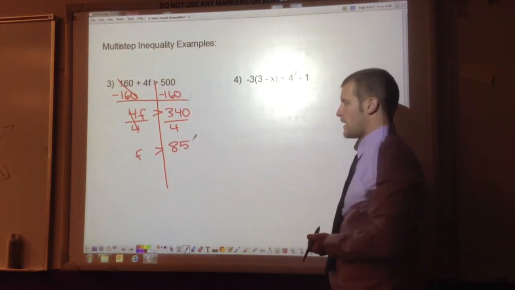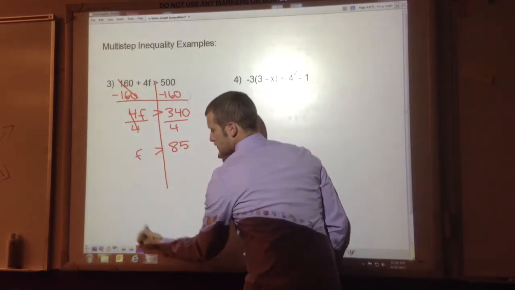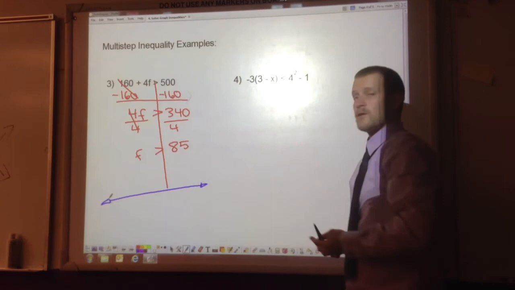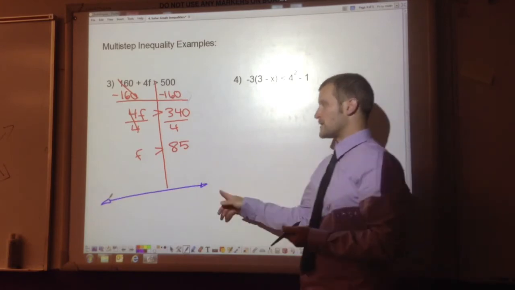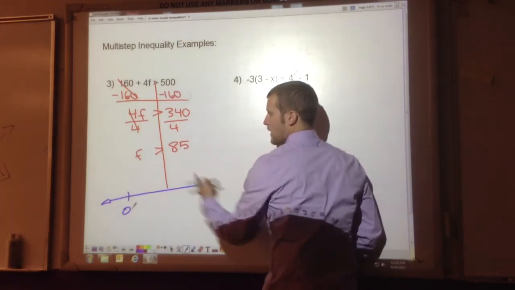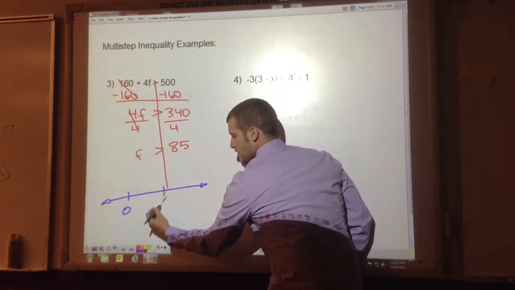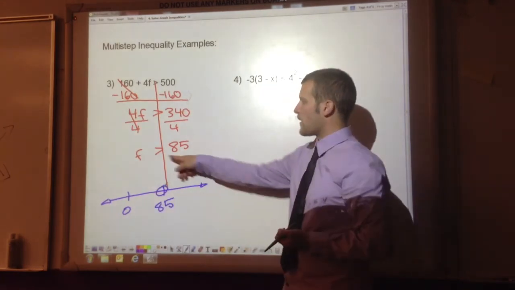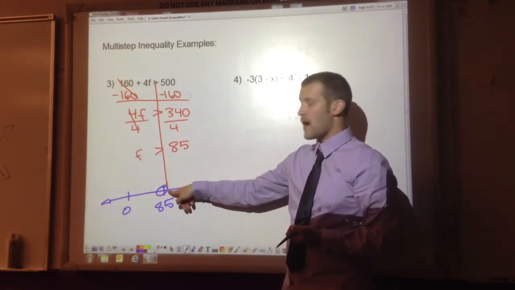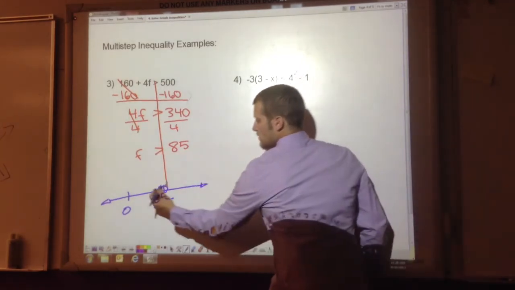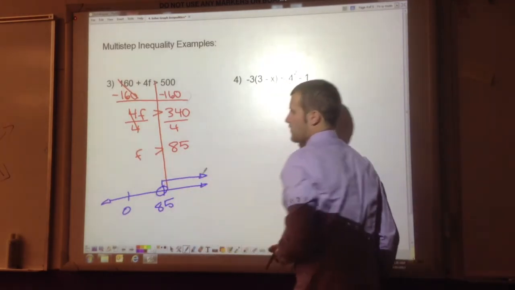Lastly, I'll go ahead and graph our solutions. Depending on how detailed your teacher wants these, they may accept if you just put 0 somewhere. 85 is your comparison number, 85. I'm going to go ahead and leave the dot empty because I do not have an equals to. And f is greater than, so I'm going to be going up.